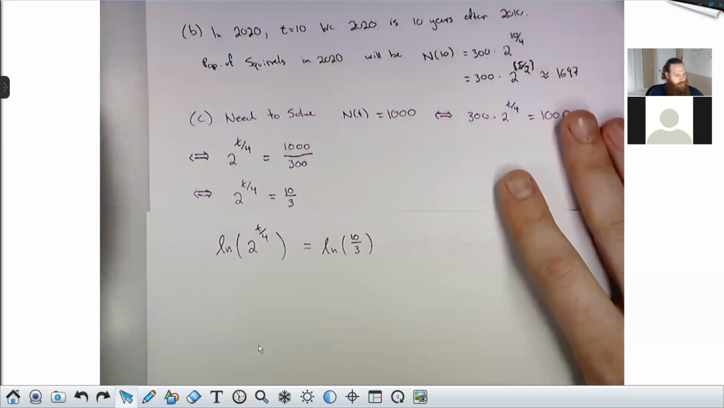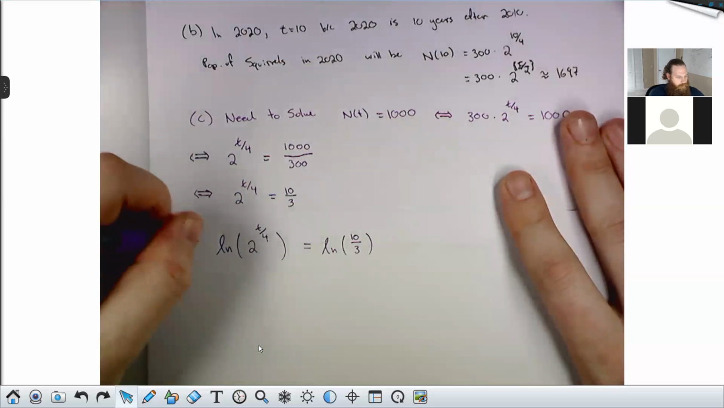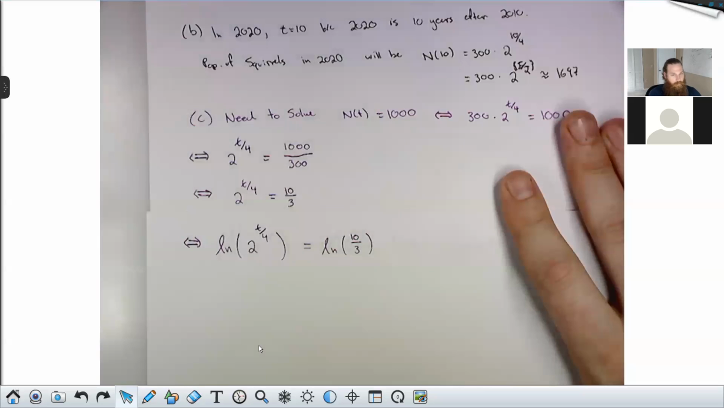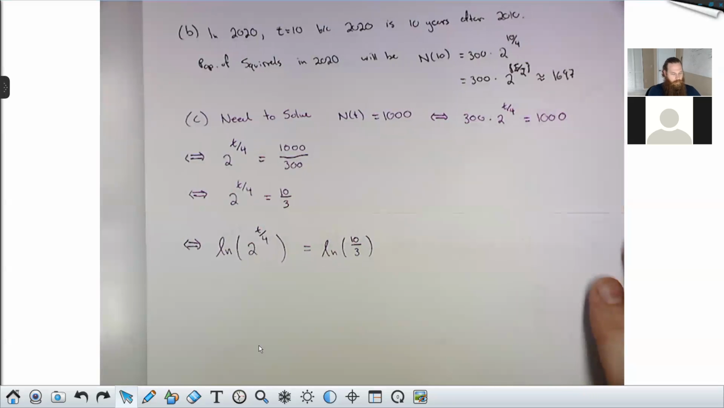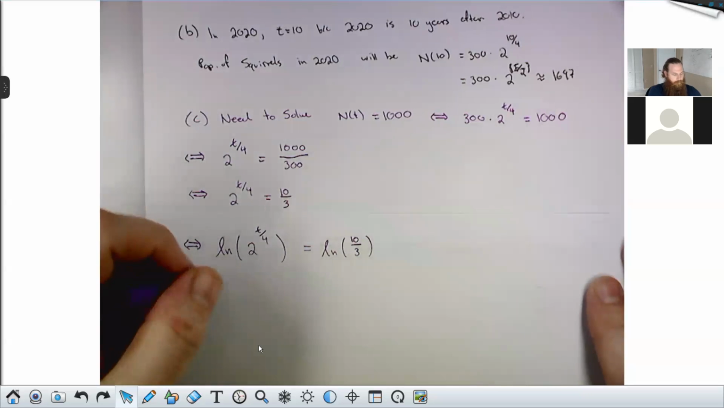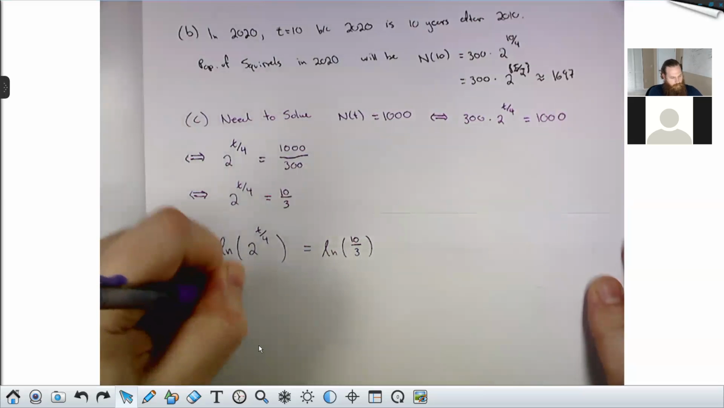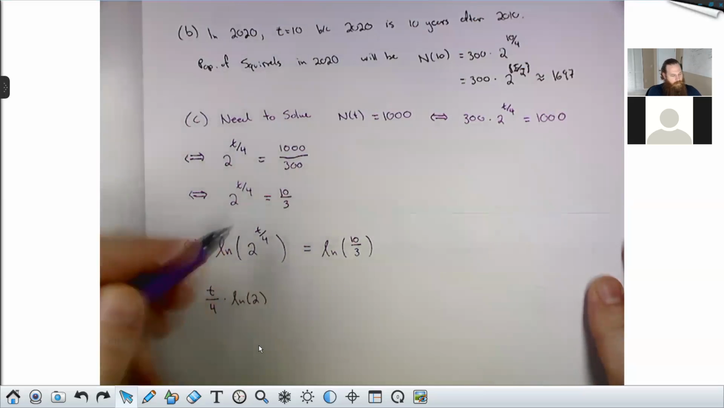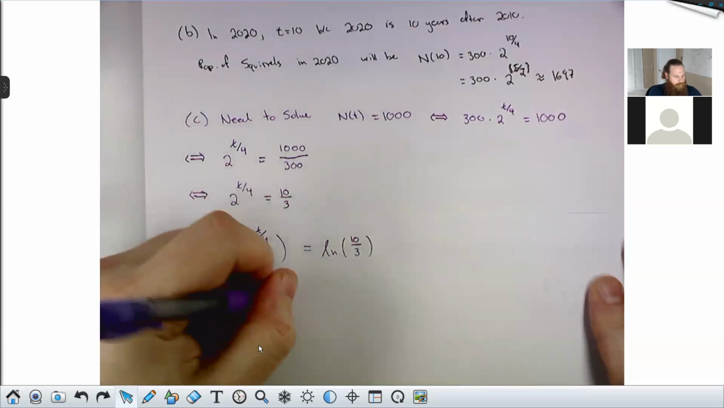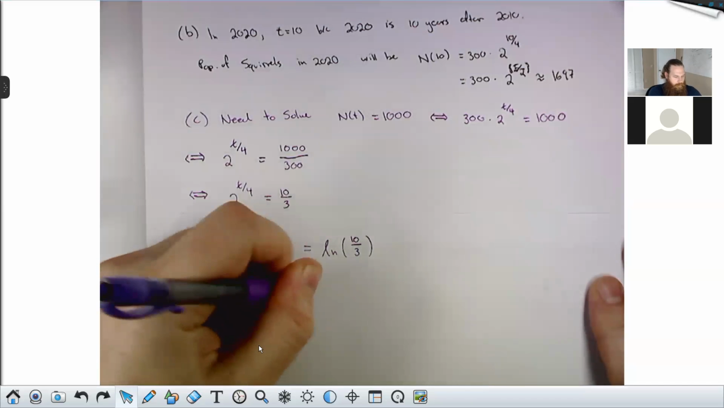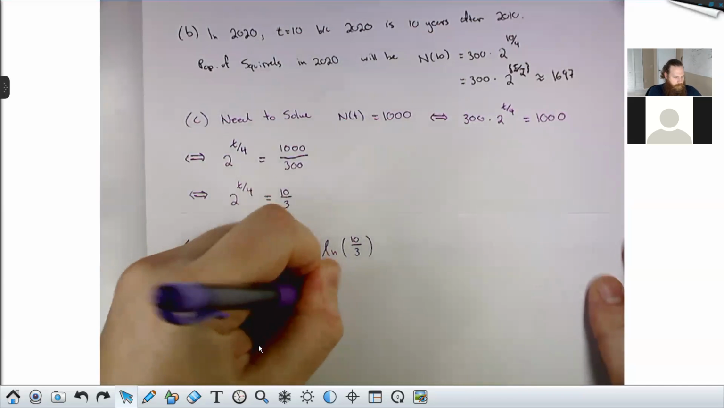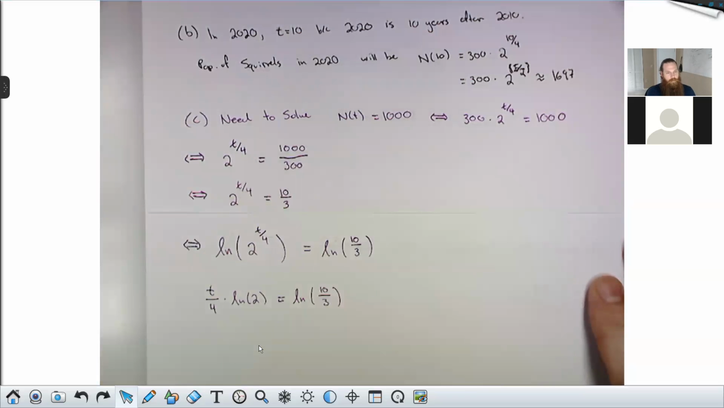All right, now what? Use the properties now of the logs, and you put the exponent of t over 4 in front of the ln. Very good. So I can bring this power down front. And I get this.